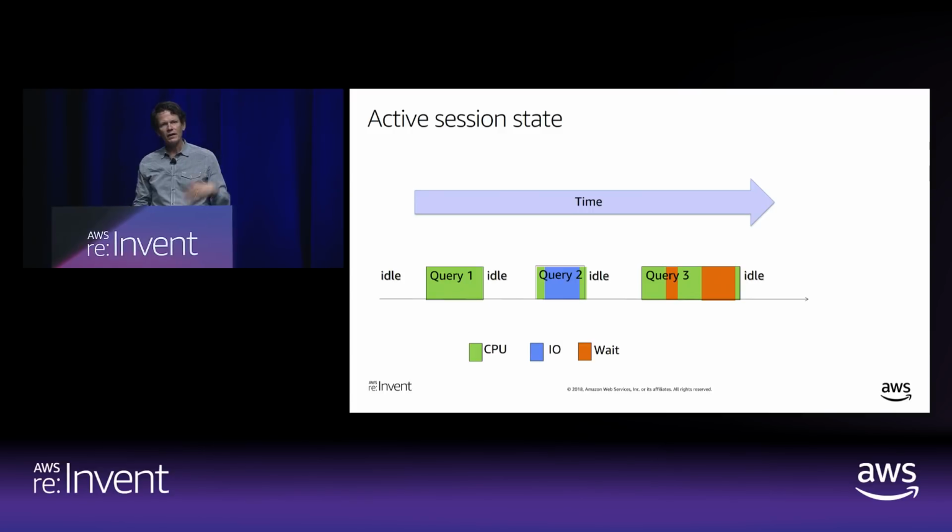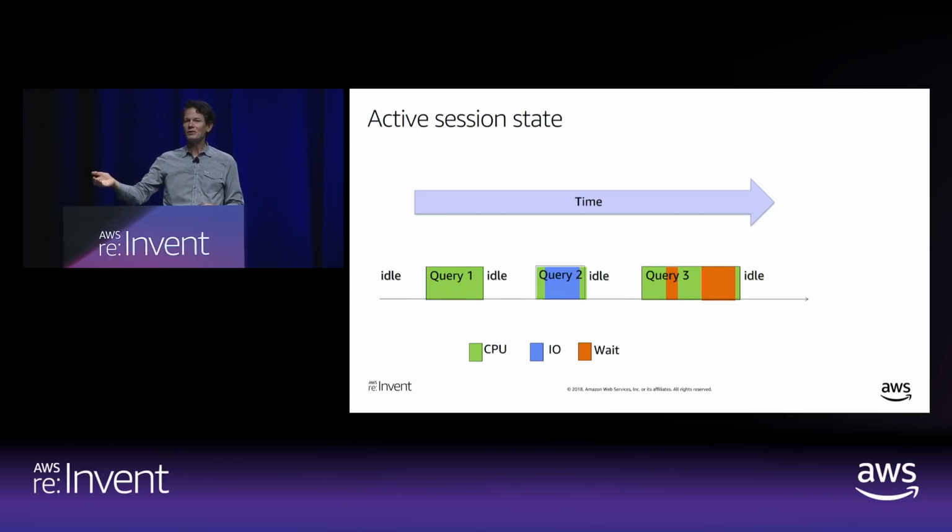The final third query, I come in and I do some CPU, then I run into a resource that I have to wait for to get access to. I get access to it, do some more CPU. Maybe I run into some other resource I need. I wait for it. Finally, I do some CPU, and I return the result set.